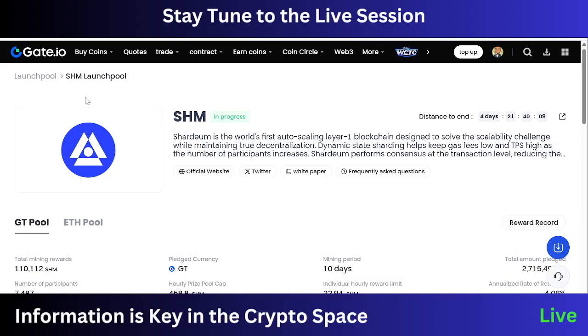We'll be looking into the project information. Apart from the project information, we'll then look into understanding what the Gate.io Launchpool is, and how to participate in the Gate.io Launchpool.